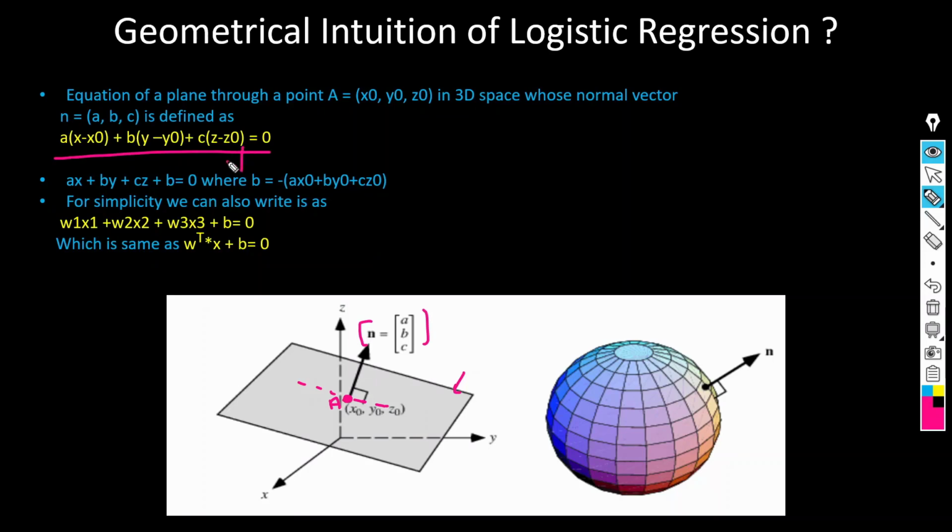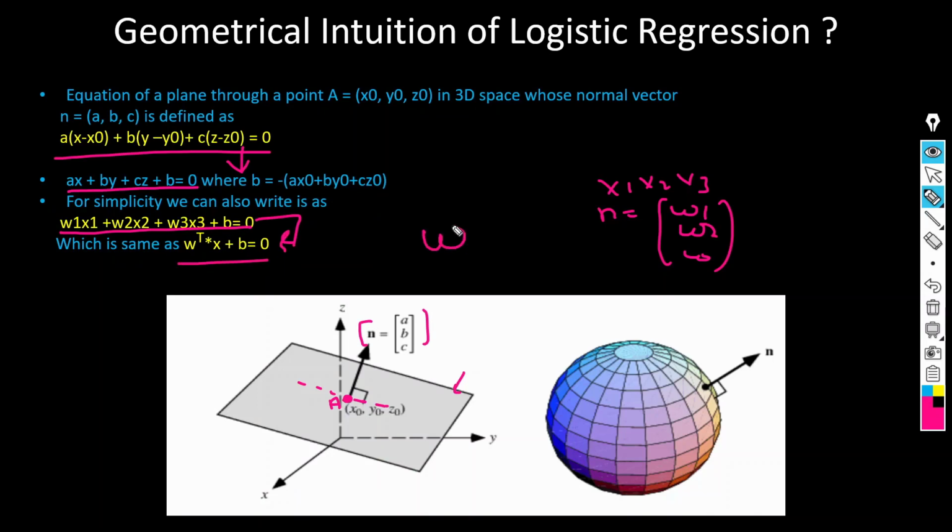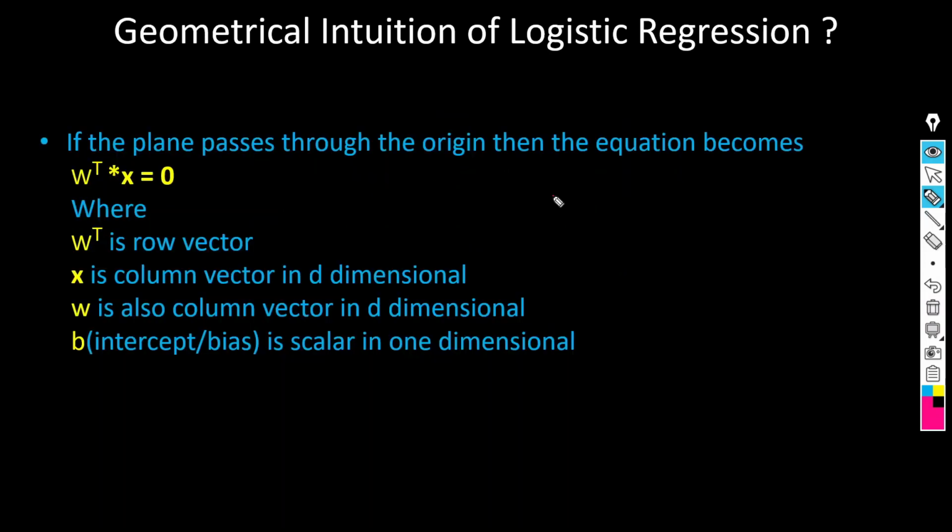We can also write this equation this way. If the coordinate is x1, x2, x3, and the n vector is w1, w2, w3, right? In that case our equation would be like this, and we can also transform this equation into this form. So the final equation of the plane would be w transpose x plus b equal to 0. This would be the equation of the plane. If the plane is passing through the origin, then b would be 0, and the equation would be w transpose x equal to 0.